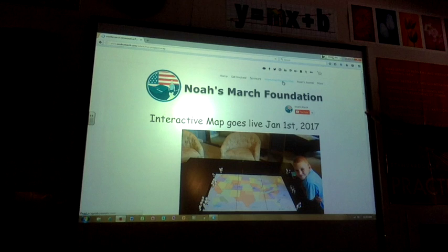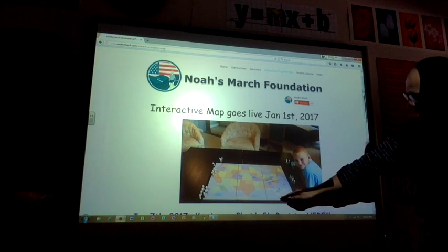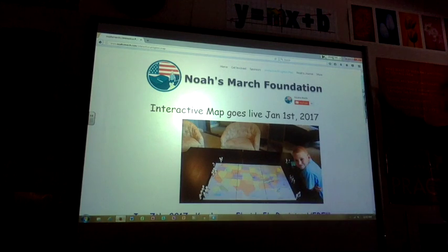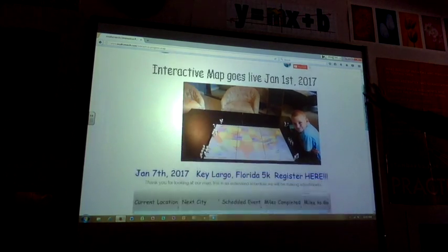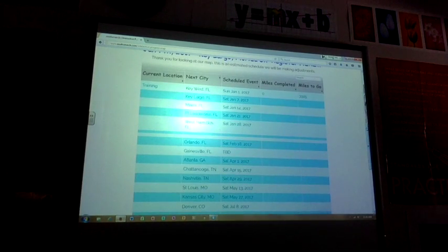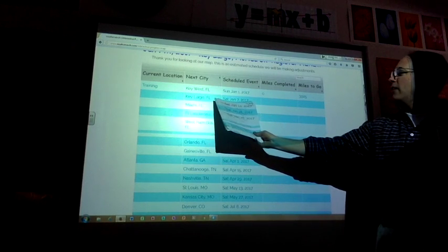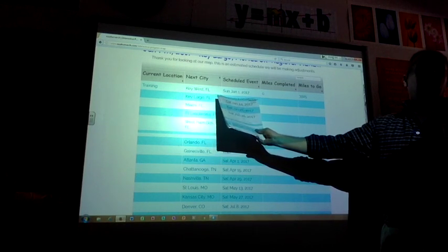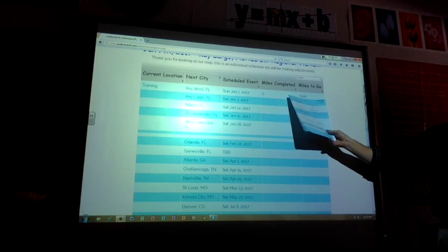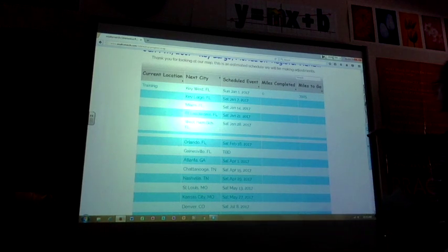So if you kind of take a general look at the map, they started down here. They're going to walk all the way across the United States, to the state of Washington. The son was diagnosed with diabetes. So this coming Saturday, they're doing a 5K run in Key Largo, Florida. The whole walk is 3,925 miles.